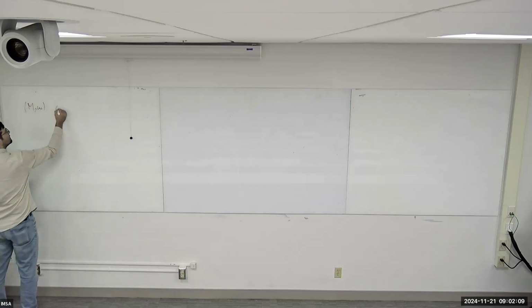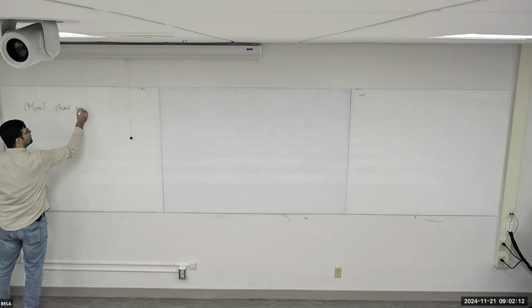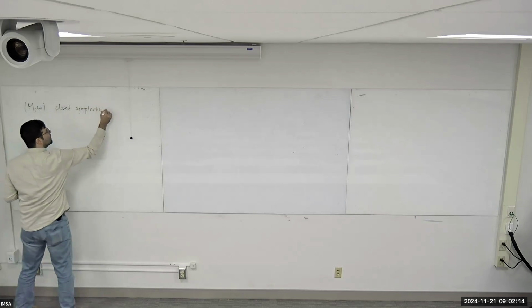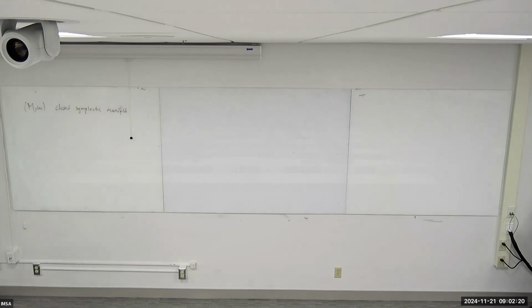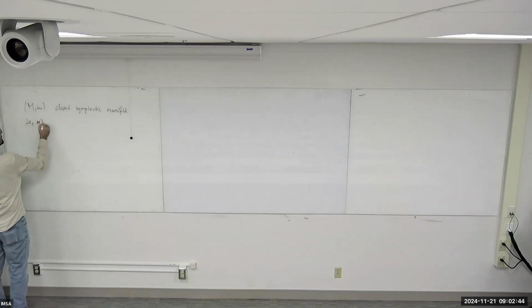Let's start with M, omega. This is a closed symplectic manifold. And I will restrict to the Calabi-Yau case. I will not only restrict to the Calabi-Yau case, I will also fix a holomorphic volume form, but I will do both of these in the symplectic world, so it's much more flexible. So I will assume that c1 of M equals 0.